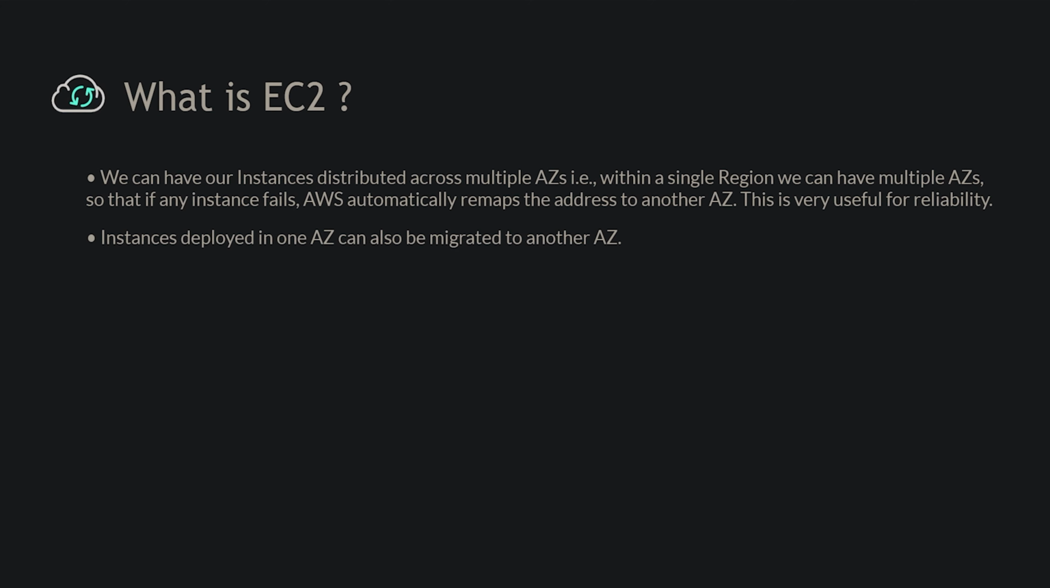Also, instances deployed in one availability zone can also be migrated to another availability zone. Okay, let's say you are deploying an application on your Mumbai region, but then suddenly there's some issue that you're facing on Mumbai region. For that, you can also migrate that whole thing into another region, like Ohio, or whatever region that you're comfortable with and your business suits, right? And to access and work with the created instance, we need to use key pairs that we get while creating an instance. So that is what EC2 is all about.